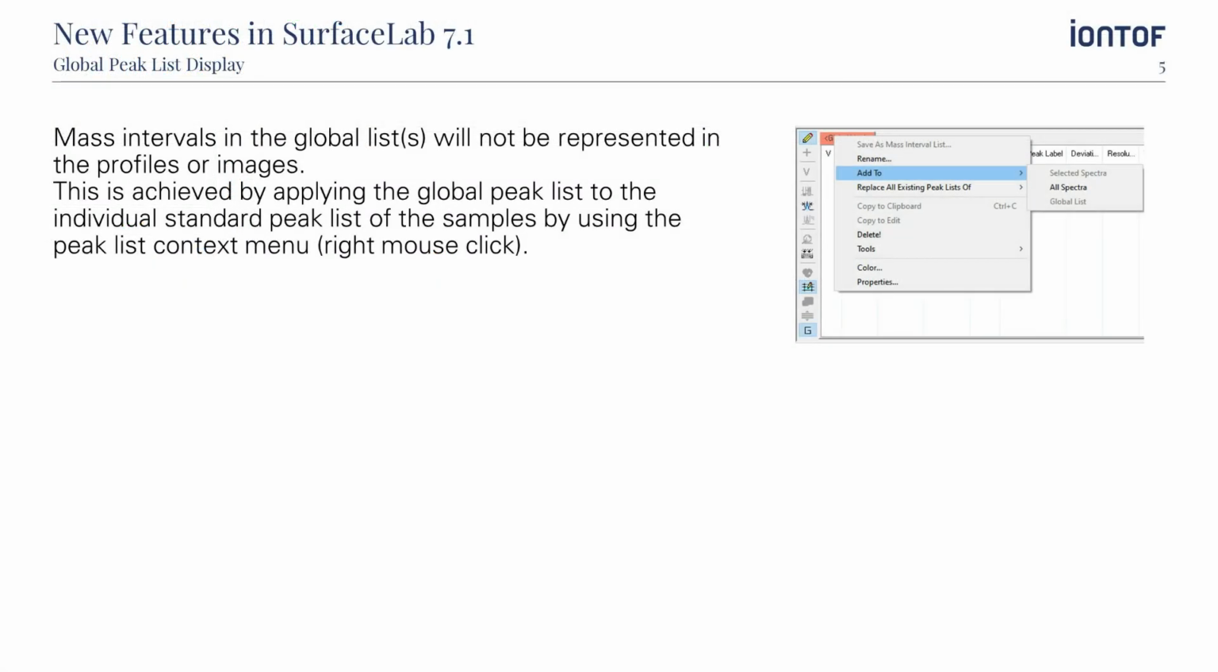Please note that mass intervals in the global peak list will not be represented in the profiles or images. This is achieved by applying the global peak lists to the individual standard peak lists of the samples by using the peak list context menu. Again, I recorded a little screen video to demonstrate to you how this is done.